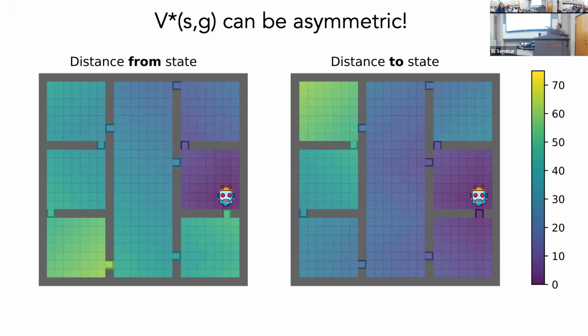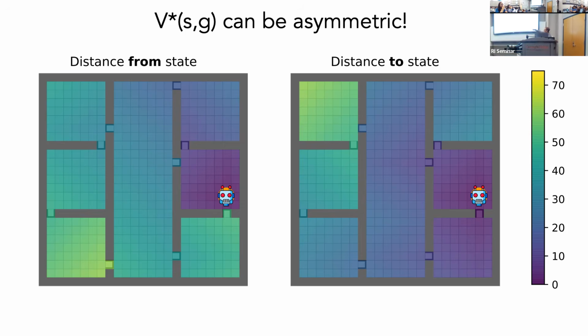So here's an example. Let's go back to our maze with the robot in a room. If the doors are all open, then the distance from any state to any other state, the shortest path between any two states, will be symmetrical. But what if the doors are one-way doors? What if you can only go through them in one direction? If that's the case, then the distance to go from state A to state B might not be the same as the distance to go from state B to state A.